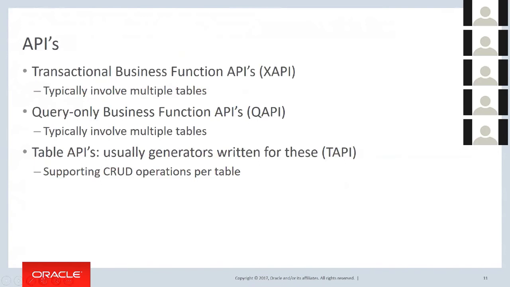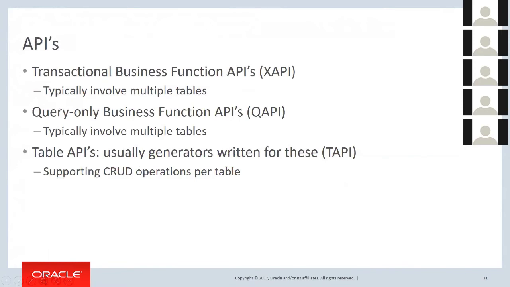Now, going back to the API discussion on the Twitter thread. At some point, I think it was you, Bryn, that said, okay, so we'll have transactional business function APIs. Let's call them XAPIs. These typically involve multiple tables. You want some business transaction done inside the database. It nearly always involves multiple tables. If not just write, typically also reads.